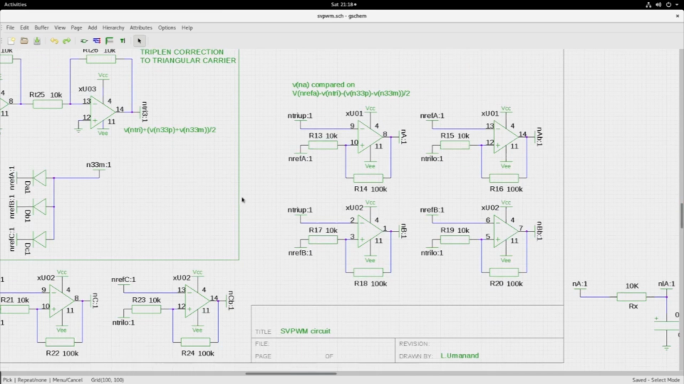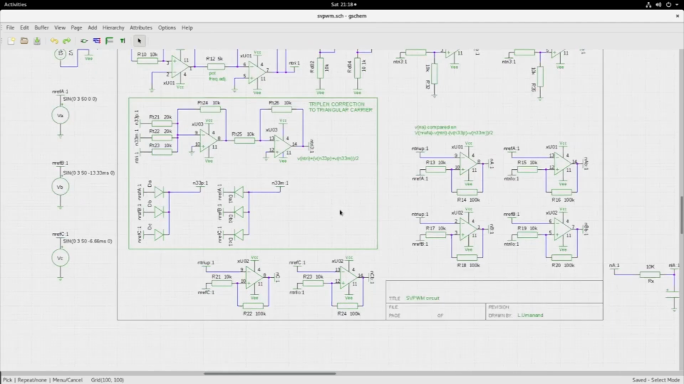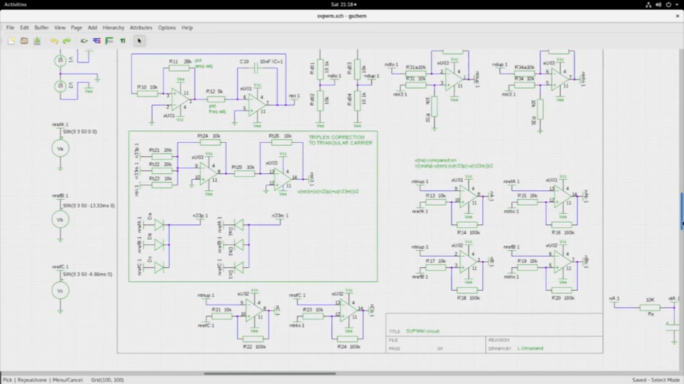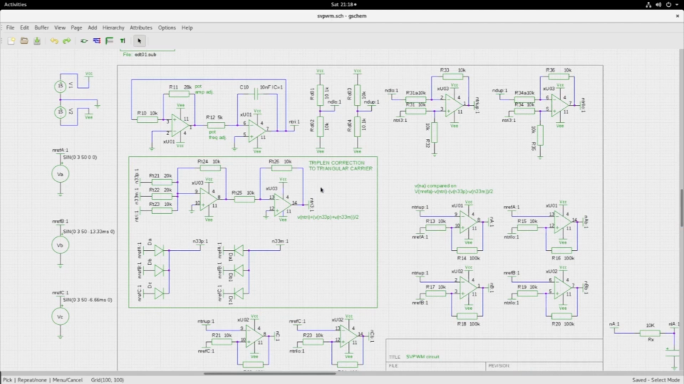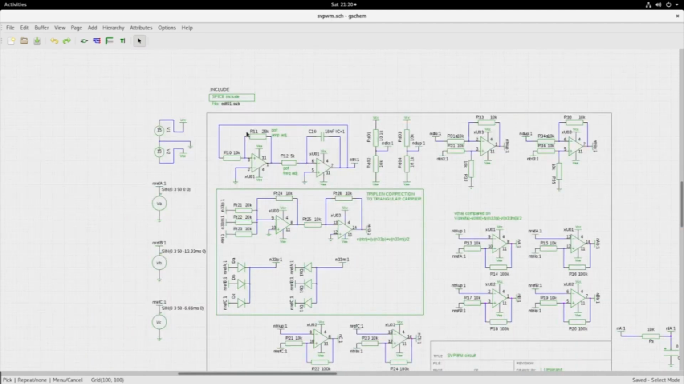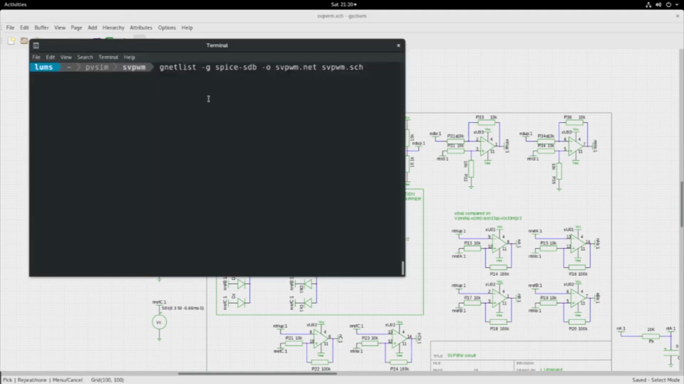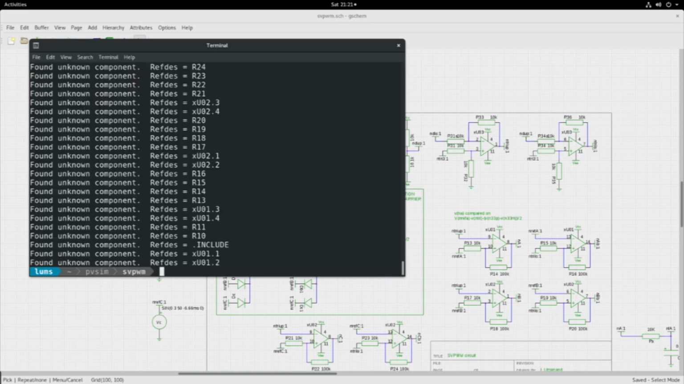Now we can try simulating this and see the waveforms at various points. Observe that as before, I have here edt01.sub, which links to the various models. The op-amp model is also within that. Now let us go to the terminal, and then I will use gnetlist to obtain the svpwm.net file from the schematic file. So I now have the netlist available with me.